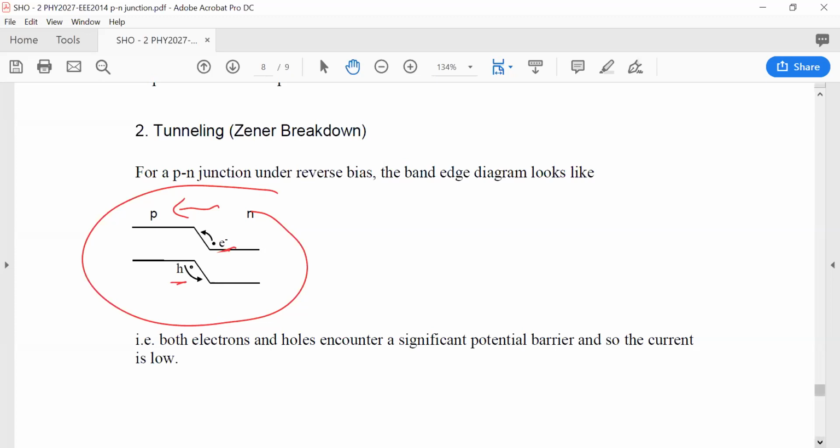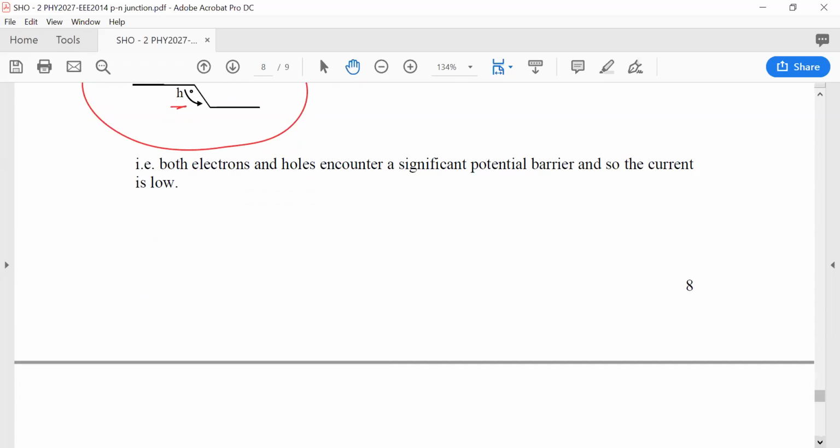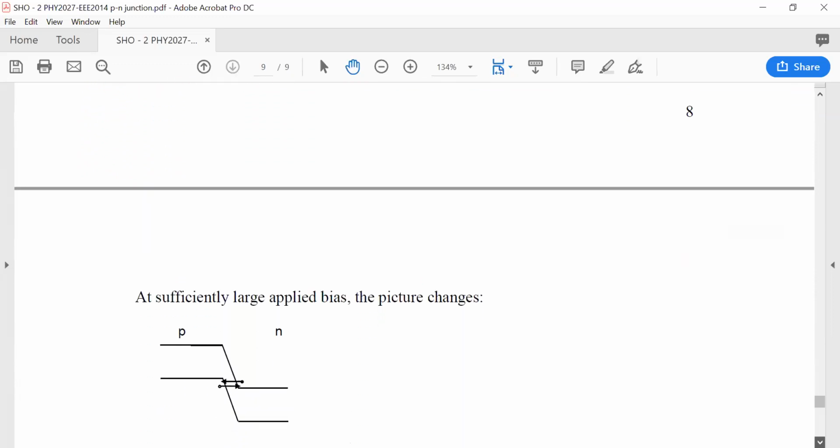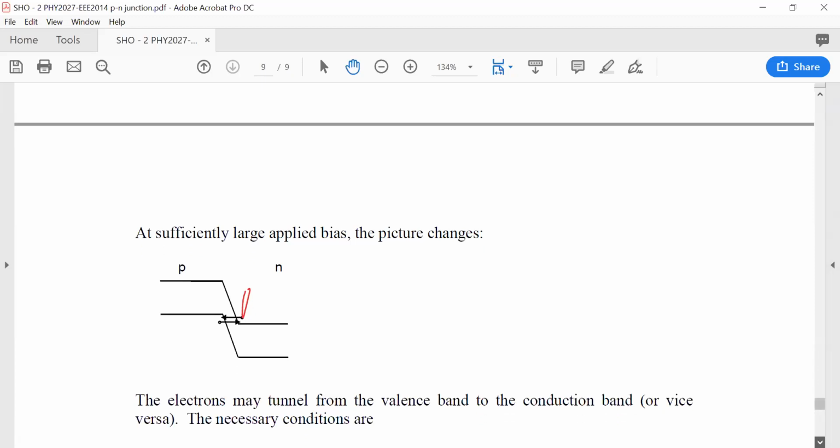However, at very large applied bias, reverse bias, and especially when there's high doping, the picture changes and it becomes more like this, whereby there's a very high electric field, which is shown by the steeper band bending between the N and P type regions here. Okay, so in this situation, the electrons can actually tunnel from the valence band to the conduction band through the band gap, or vice versa.